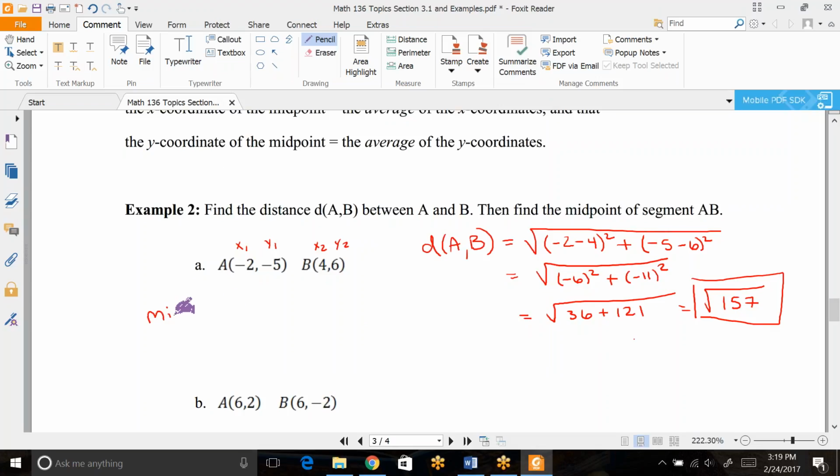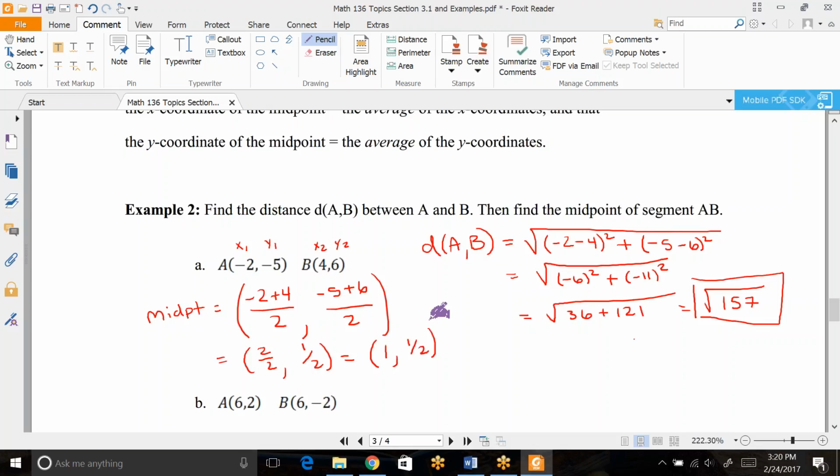For the midpoint, we take our x's and we add them together, and then we cut that in half, comma. We take the y's, we add them together, we cut it in half. This is 2 over 2 and 1 over 2. So this would be a 1 when we reduce and a half. Do not turn it into a decimal. So that would be my midpoint. And that is all. So very short pre-video today.